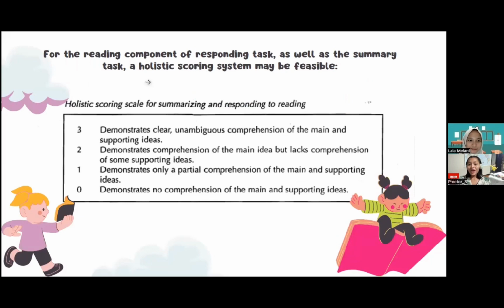For the reading component of the responding task, as well as the summary text, a holistic scoring system may be feasible. So here's the holistic scoring scale. We have the highest score, and for the lower, which is 2, demonstrates comprehension of the main idea but lack of comprehension of some supporting ideas. We have 1 for demonstrates only partial comprehension of the main idea and supporting ideas. And there's also 0 if the student demonstrates no comprehension of the main idea and supporting ideas. Thank you. Next.